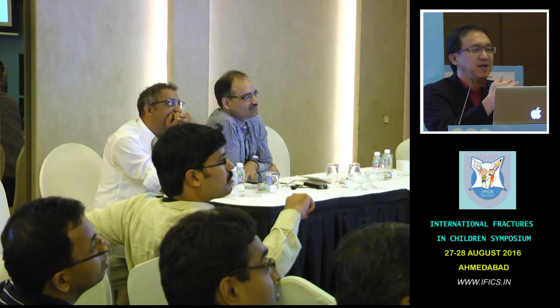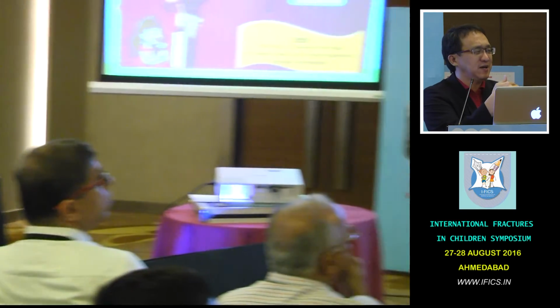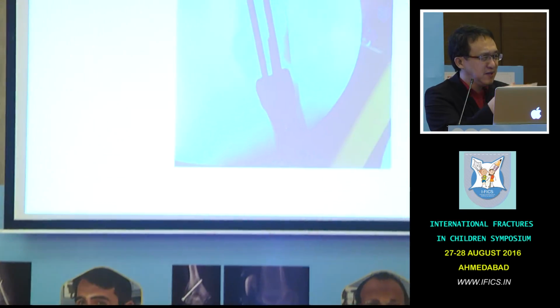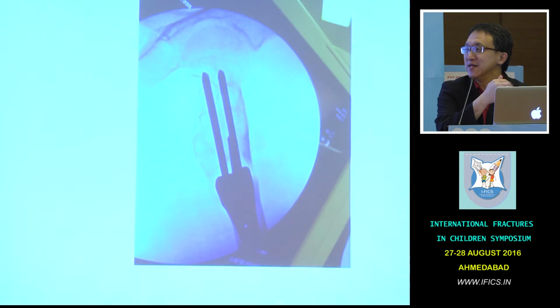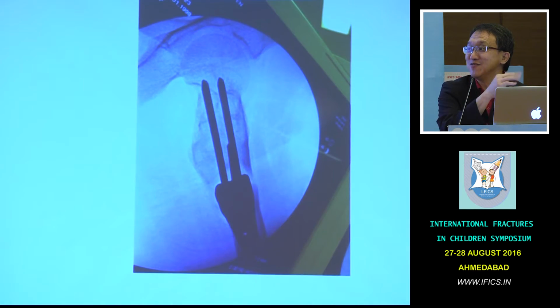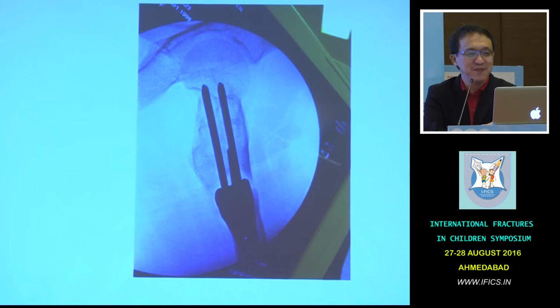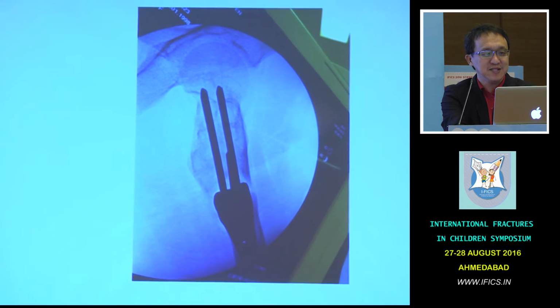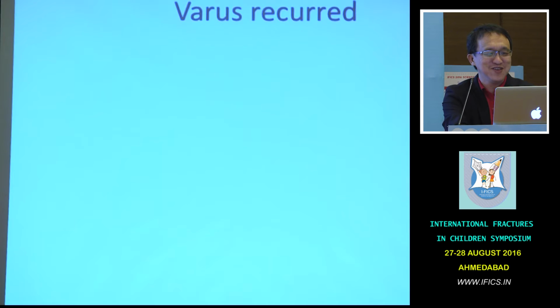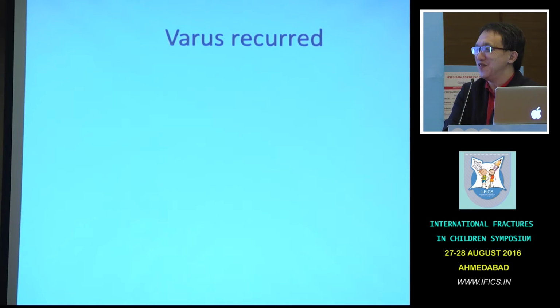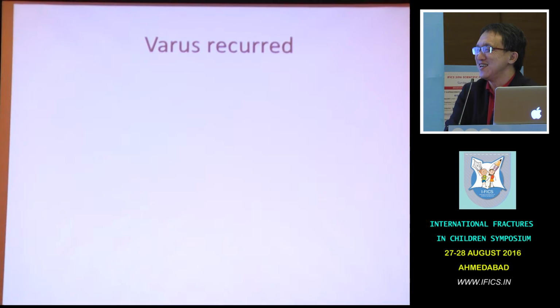But the problem is those nail designs. I don't think that's an easy surgery by any means. There's no design for you to do your nice valgus osteotomy at the same time. So anyway, of course, as we all expected, things are not good. The varus recurred. What should we do?